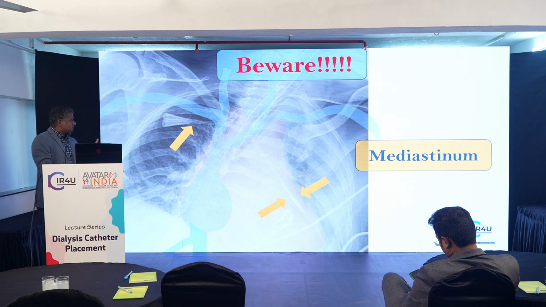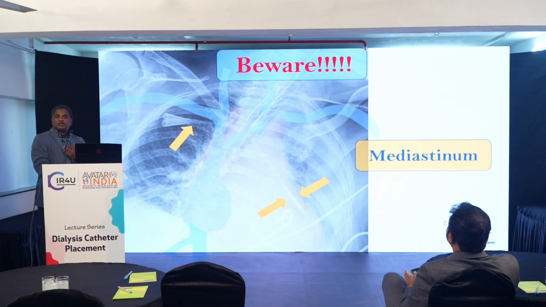The other commonest scenario is when you don't use ultrasound or fluoroscopy. So in simple terms, what we say is, for right side catheter placement, your wire should never cross the midline to the left side. Likewise, for left side catheter placement, your wire should never cross more than needed on the right side.